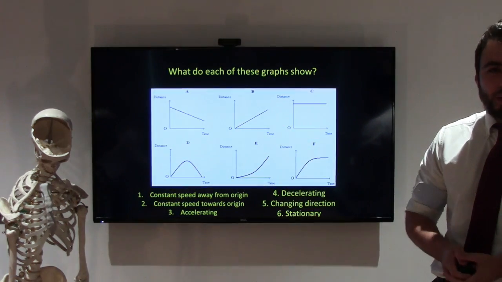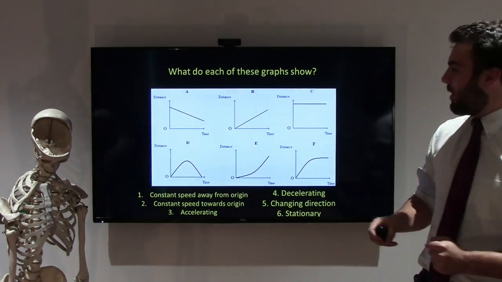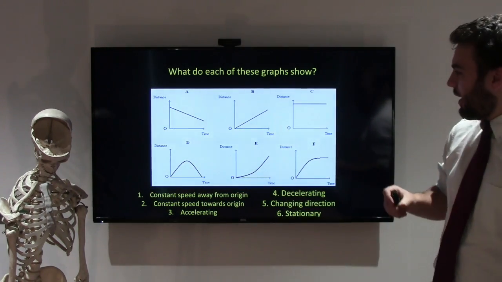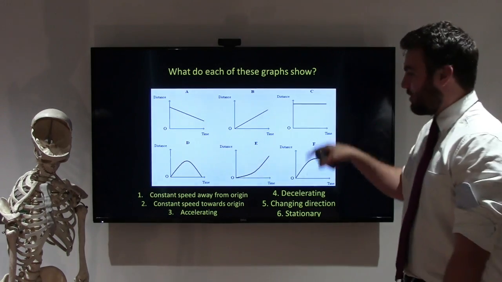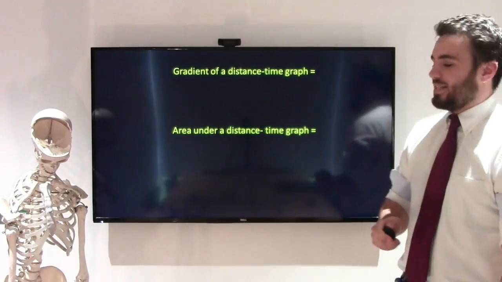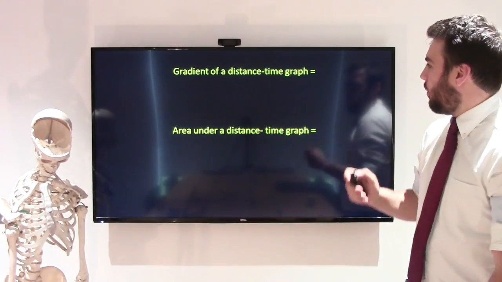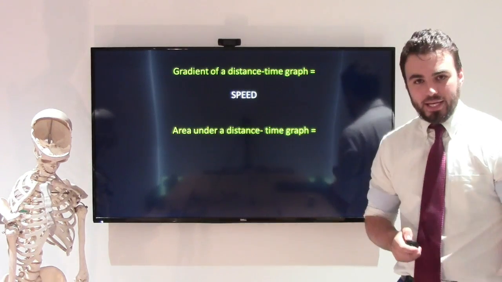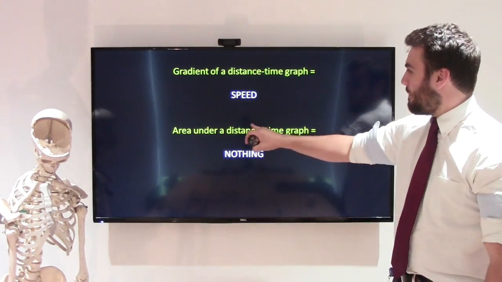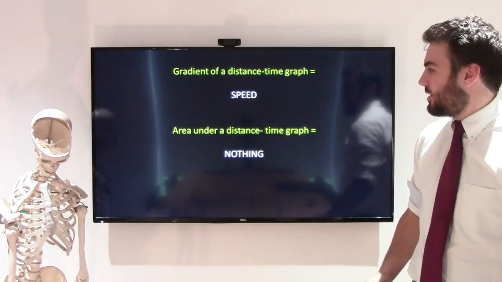Distance-time graphs. We need to understand the different shapes of the graph, we need to know what they mean, and we need to be able to link them to the key vocabulary. Now, if you can do this already, pause it and see if you can do it. If not, you need to have two key things in your head: what is the gradient, and what is the area underneath this graph? Well, the gradient of a distance-time graph is the speed, and the area underneath it is nothing. It doesn't mean anything for this one. So remember, for a distance-time graph, gradient is speed, and we don't care about the area underneath it.